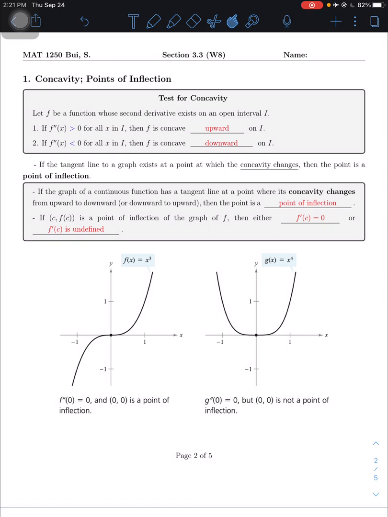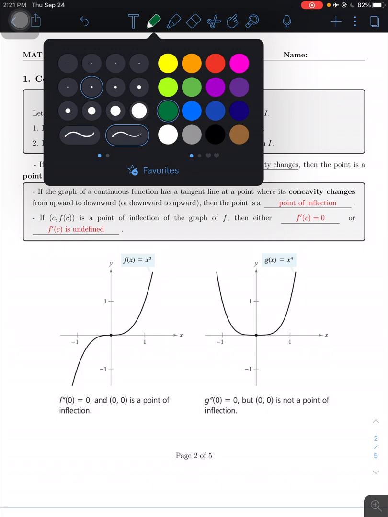If we do the same thing but for the second derivative, we're not going to have critical numbers anymore, but we're going to get inflection points. So, the test for concavity: let f be a function whose second derivative exists on an open interval I. If the second derivative of f is greater than 0, meaning it's positive, then f prime is increasing, or we have a U shape, and f would be open upward.